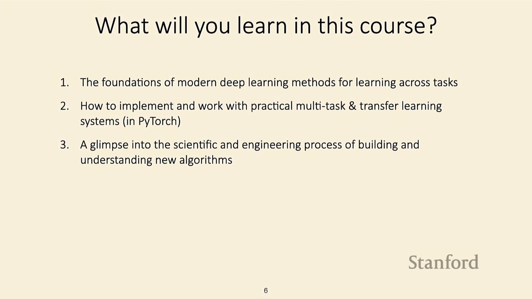Cool, so what will you learn in this course? There are really 3 main things that we hope you'll be able to learn in this course. The first is the foundations of modern deep learning methods for multitask learning and generally learning across tasks. The second is not just learning about those methods, but actually getting experience implementing them and working with them in code and in PyTorch, and trying to understand how these systems actually work in practice beyond just how they are supposed to work from lectures.